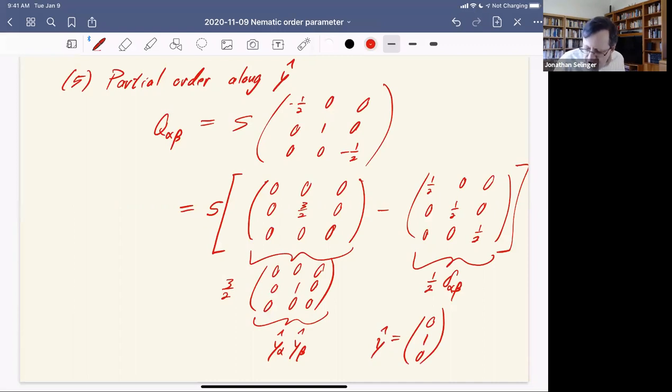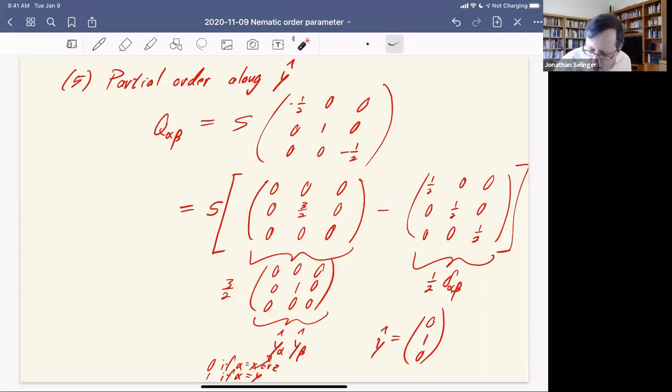So this tensor, the y hat alpha, means the alpha component of this vector. So this is 0 if alpha is X or Z, and it's 1 if alpha is Y. The same thing for beta in the second factor. So if I multiply those two things, I get a tensor which is 0 unless alpha and beta are both equal to Y. So that is this tensor right there. And then I multiply it by 3 halves.